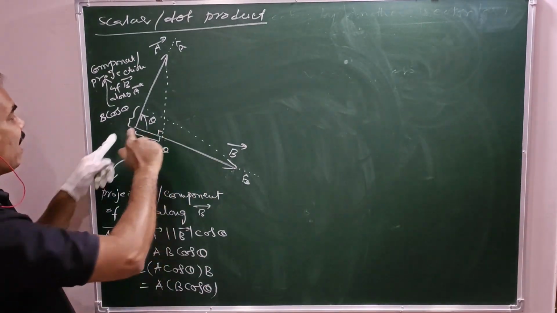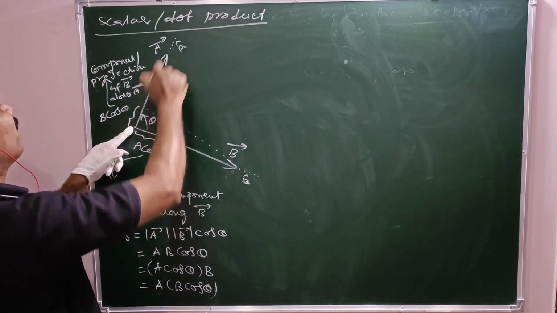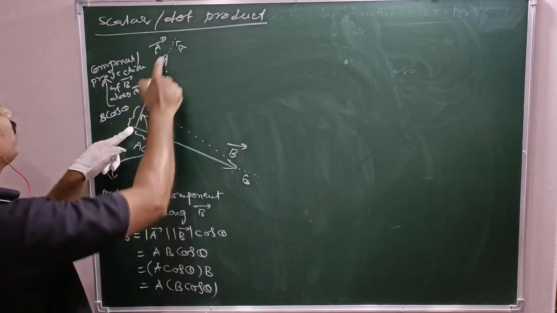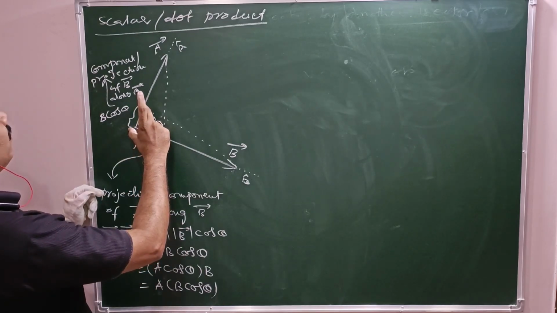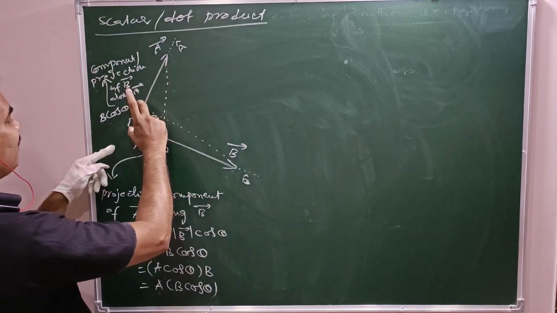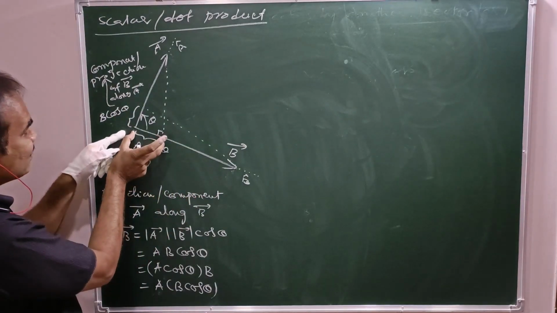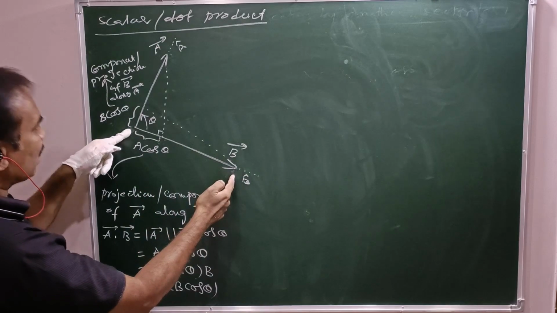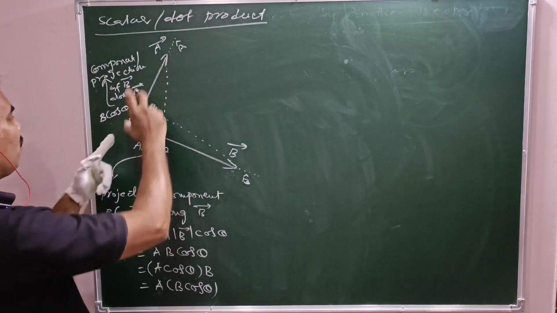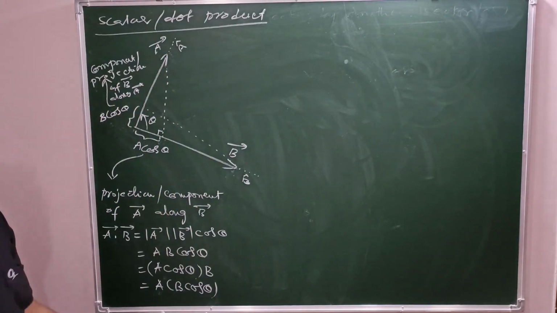Similarly, A means from here to there, that is the total magnitude, A into B cos theta, where B cos theta is this component. So A into B cos theta. Otherwise, A cos theta into B. Otherwise, A into B cos theta. Both are one and the same.